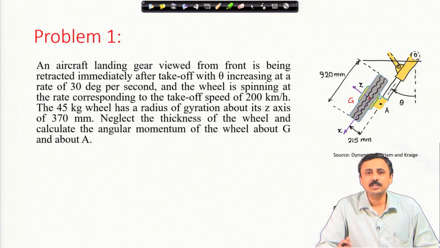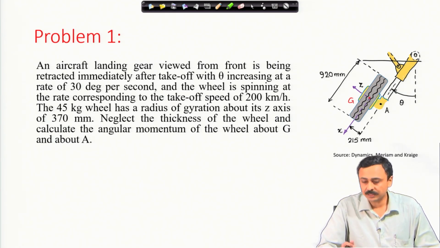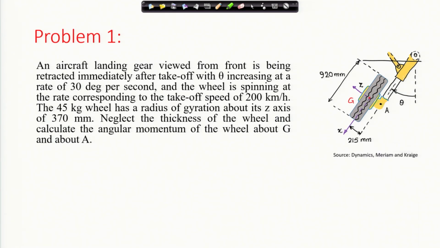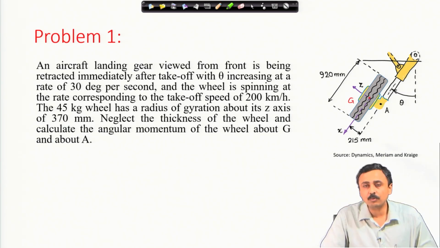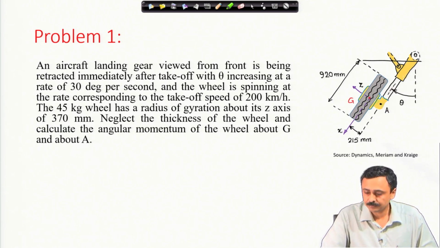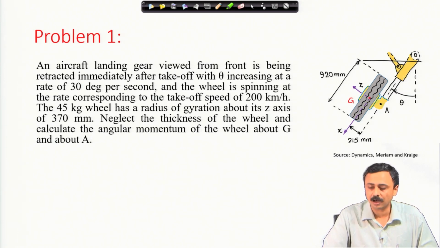These points are marked. G is the center of mass of the wheel, marked by that red dot. The origin of the xyz coordinate system is at G. A is another point on that arm which is retracting the wheel. The diameter of the wheel and other dimensions are specified, and theta is measured from the vertical for this retracting arm.